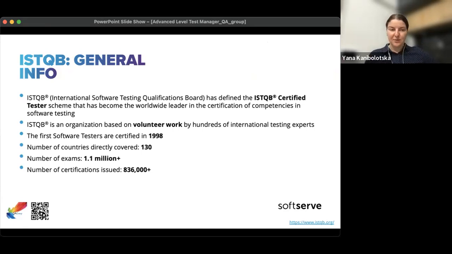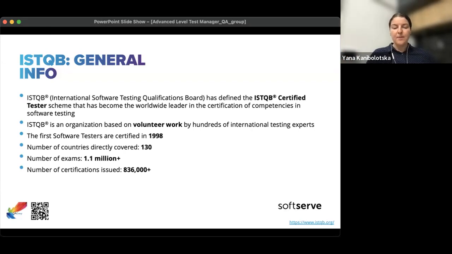So you know what ISTQB is, but I am going to share some maybe interesting facts, at least for me it was interesting to learn this. We all know that the International Software Testing Qualification Board is a worldwide leader in certification, and it truly is, because even talking to clients from the US, for example, they all know ISTQB. They have a different branch of it, the American Software Testing Qualification Board, but it's the same certification and the same exams. So they all know about it.